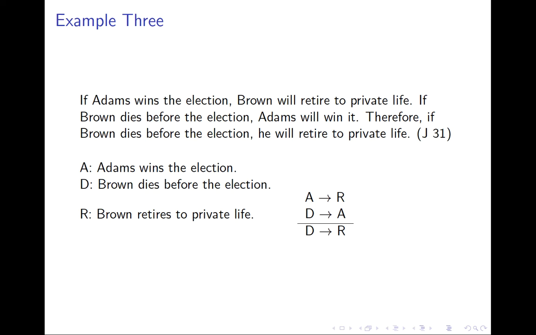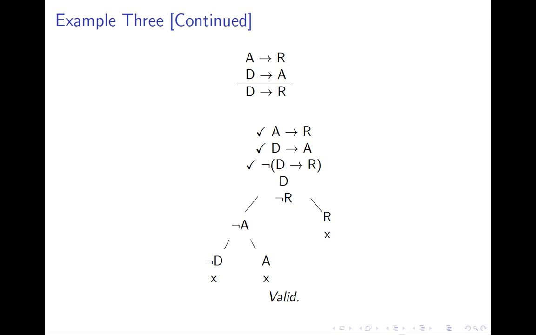Moving on to a slightly more complex example with 3 atomic sentences, we state that if Adams wins the election, Brown will retire to private life. If Brown dies before the election, Adams will win it. Therefore, if Brown dies before the election, he will retire to private life. Obviously, ignoring the questionable soundness of this argument, we seek to examine its validity here, and we summarize it in standard form as follows. Drawing out a tree test, we list the 2 premises and the negation of its conclusion.